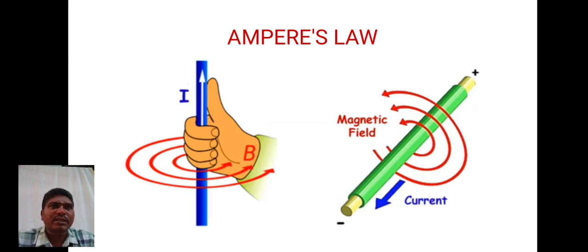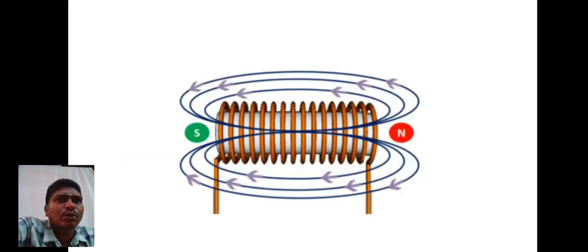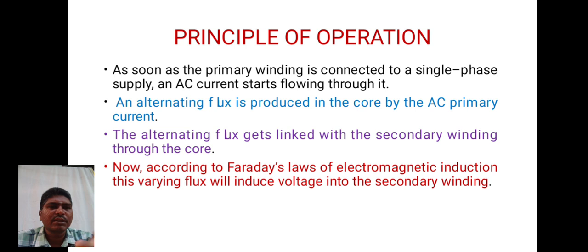In order to better understand the transformer, we must first look into Ampere's law. According to Ampere's law, a magnetic field is formed around a conductor through which a certain amount of current is flowing. It has two poles, north and south. When the voltage is applied to the primary winding, current is produced. This current produces a magnetic flux, and this flux is linked with the magnetic core.